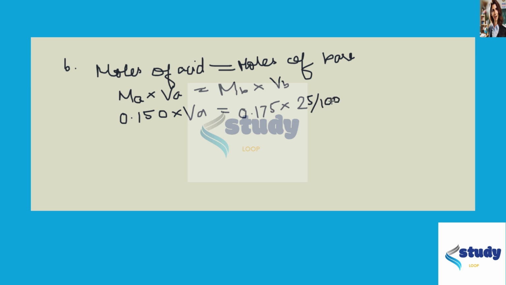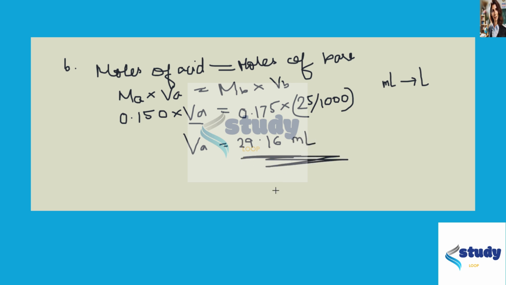Now, as a rule of thumb, I always convert all my units to liters. So if I have milliliters, I'll convert it to liters. In this case, since the other value you're trying to find is also a volume, it won't matter if you have milliliters here or if you have liters. But just so that you don't get your units mixed up, always convert your volumes into liters. So the volume of added acid is 29.16 milliliters, and this is how much you need to neutralize your solution.